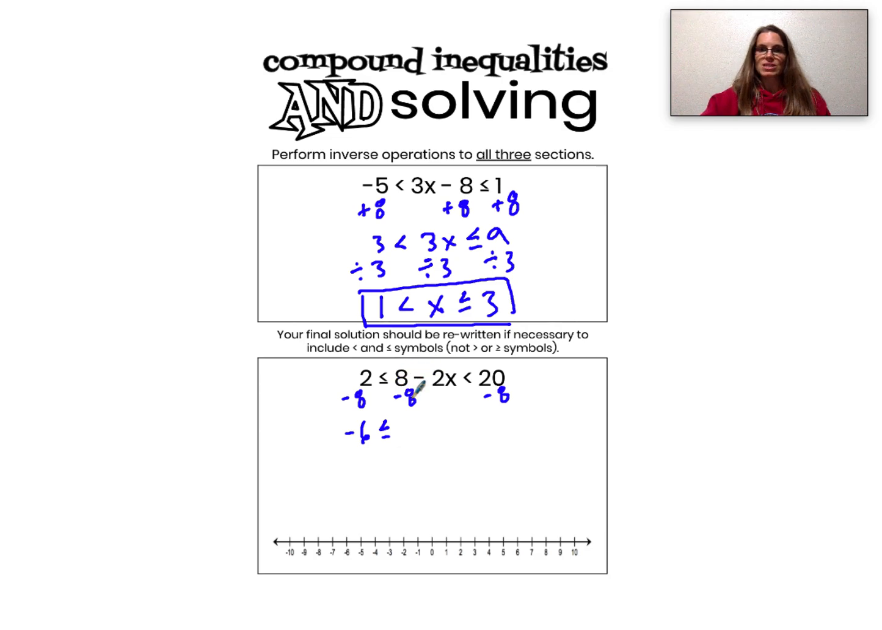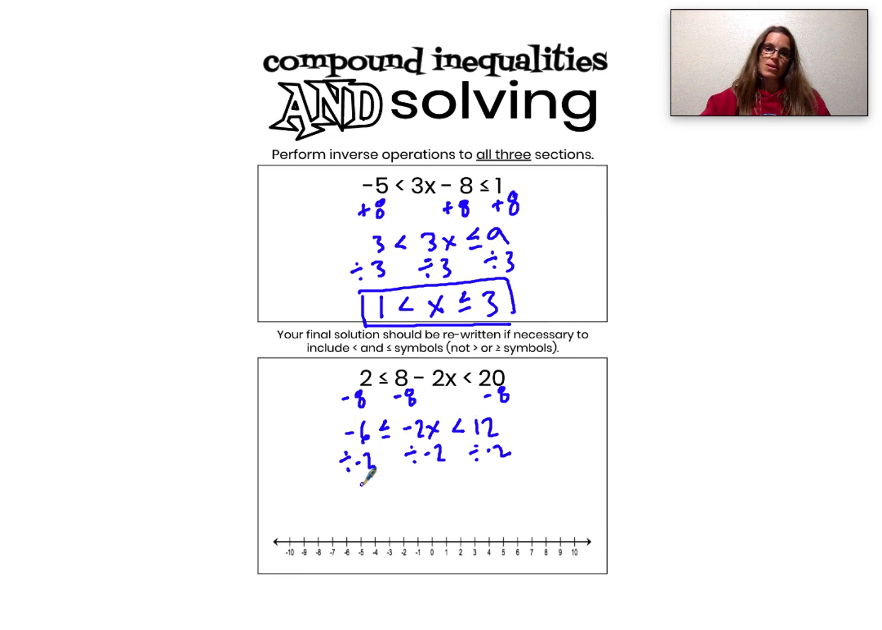8 minus 2x minus 8 just leaves me with negative 2x, less than 20 minus 8, which is 12. Now, since I have a negative coefficient, I'm going to be dividing by a negative. So I'm dividing each of my sections by negative 2. Divided by negative 2. When I divide by a negative, all of my inequality symbols flip.